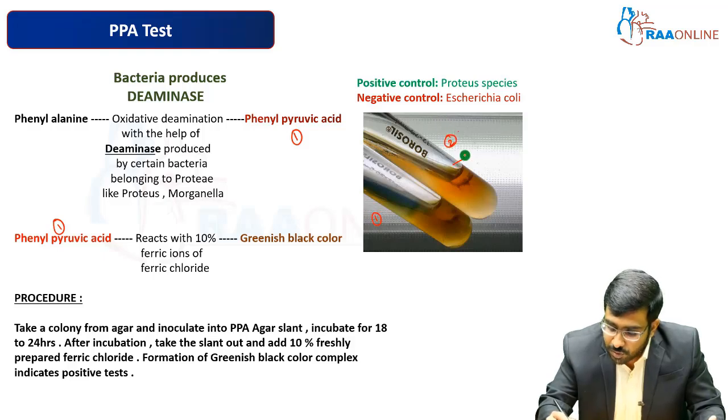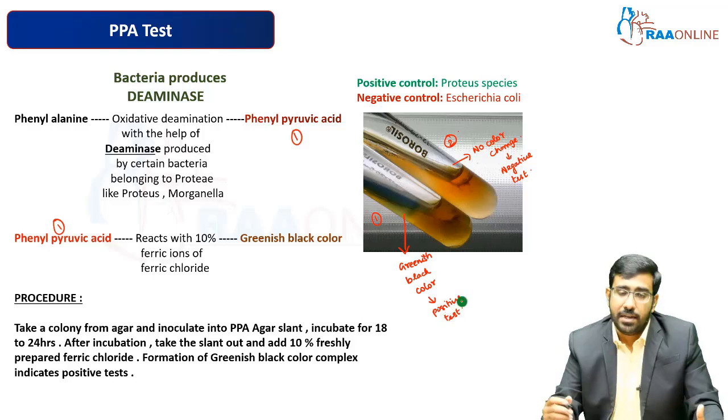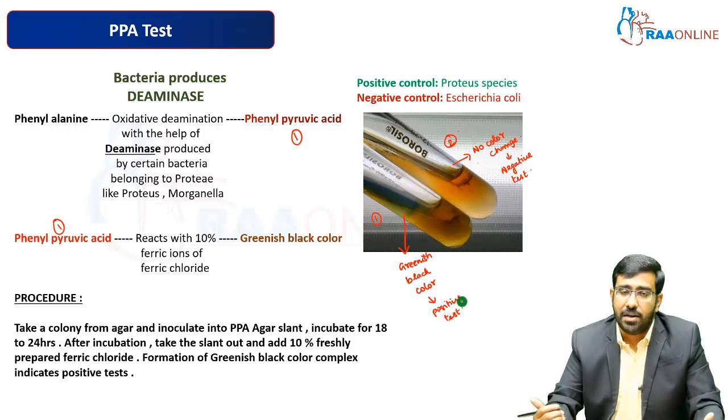In the second tube there is no color change, which indicates a negative test. And this one is having a greenish black color, so it is going to be a positive test. Here we are going to use a 10% freshly prepared ferric chloride.